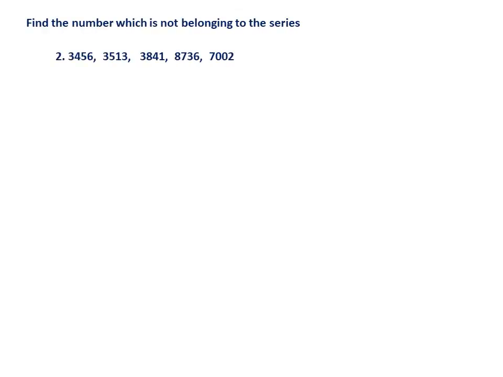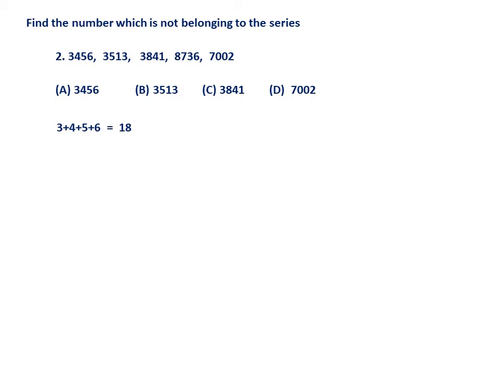See here a very big number set is given: 3456, 3513, 3841, 8736 and 7002. See normally this type of questions are given, but here sometimes the idea is very simple. That is why mental ability means how differently a student can think in a given set of situations. That is very important. So here of course options in this type of question, definitely one of them must be the option, and that will not help us also unless we understand what is the nature of the given series.